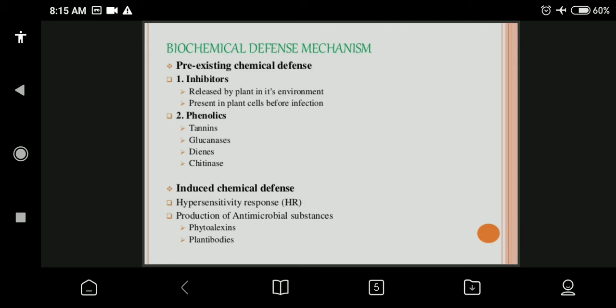The biochemical defense mechanisms may be present as pre-existing chemical substances, or they may be induced after the response of the pathogens. Pre-existing chemical defenses include inhibitors and phenolic compounds, whereas induced chemical defenses include hypersensitive reactions or responses, or the production of antimicrobial substances, phytoalexins, and plantibodies.